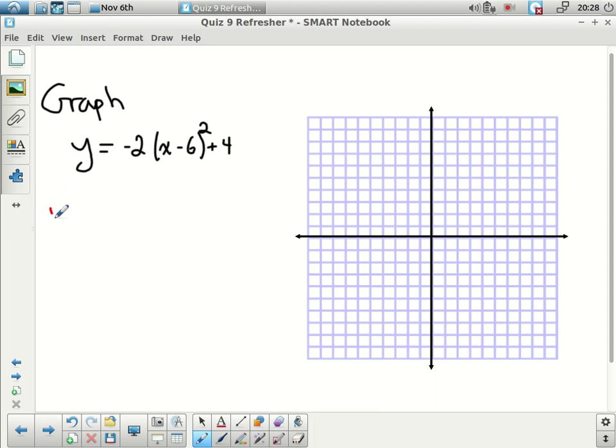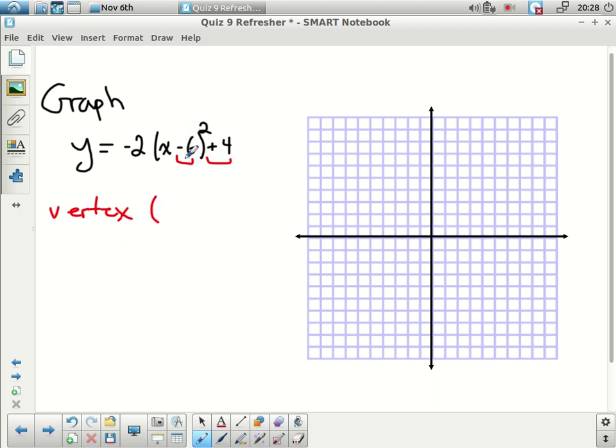Okay, one of the key things is the vertex. Again, this is called vertex form, so that's a very important part. Where do I get that from? It comes from here and here. And it's x and y from left to right.